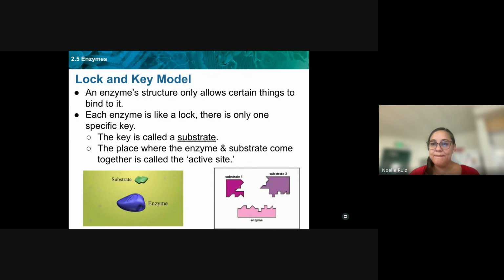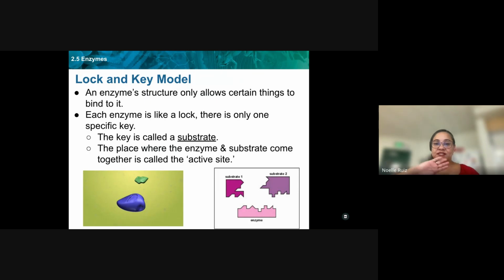The lock and key model. So we can't see enzymes with our eyes. They're too small. So scientists have made models. An enzyme structure only allows certain things to bind to it. Each enzyme is like a lock, and there is only one specific key. The key, when we're talking about chemical reactions, is called a substrate. Those are the fancy science name for the key in a chemical reaction.